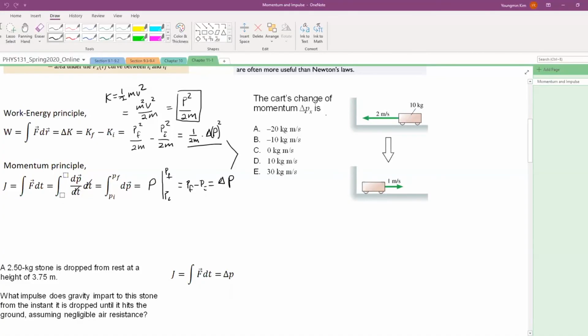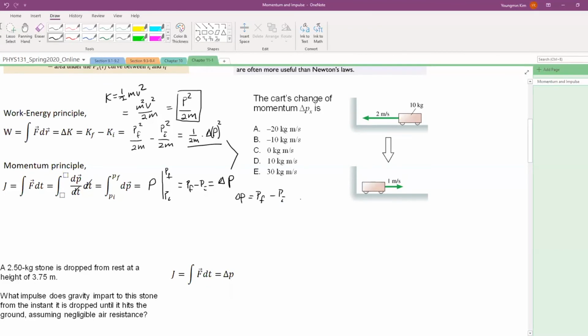Take a look at a simple example on the right-hand side here. It's asking for the cart's change of momentum, delta px. Okay, so before, the cart was moving left with a velocity of 2 meters per second, and the mass of the cart is 10 kilograms. Afterwards, it changed, going to the right at 1 meter per second, and it is asking for a change in momentum, which is the final momentum minus the initial momentum.